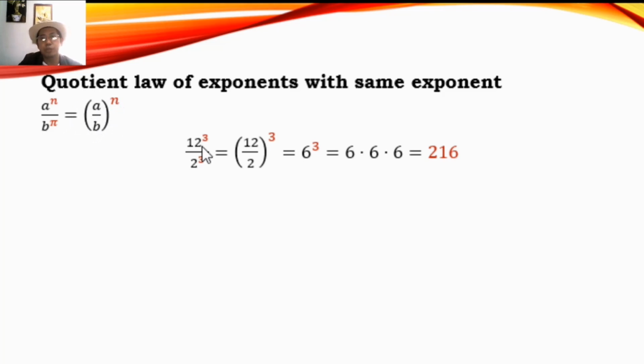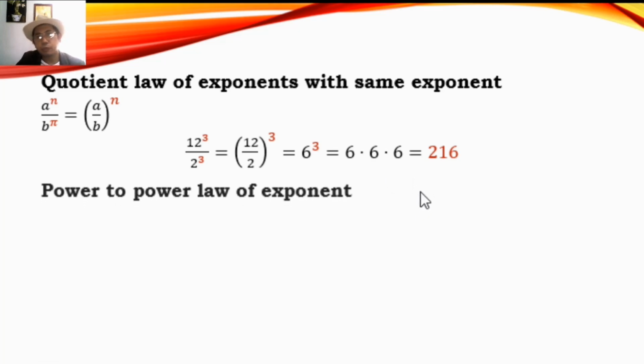So to illustrate this one, I have in here 12 raised to 3 over 2 raised to 3. So you have the same exponent but different bases. So how did I deal with this? I divided 12 by 2, which is 6, and raised it to the 3rd power, which is the common exponent. And so I will be having in here 216.